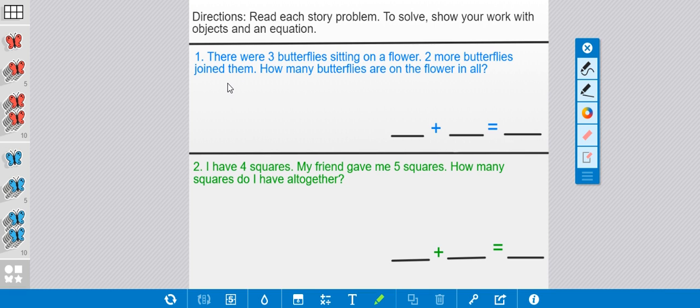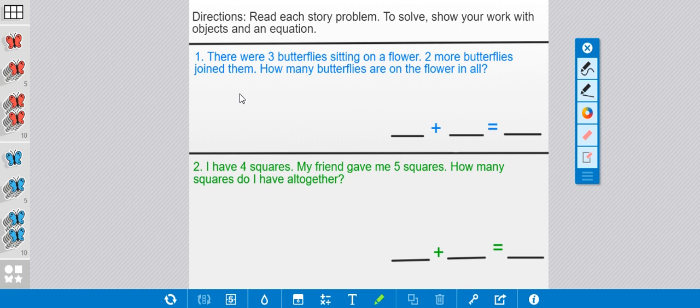I'll read it first and then we'll read it together. Problem number 1 says, my turn first. There were 3 butterflies sitting on a flower. 2 more butterflies joined them. How many butterflies are on the flower in all? So these words in all tell me that we are going to add our butterflies together.